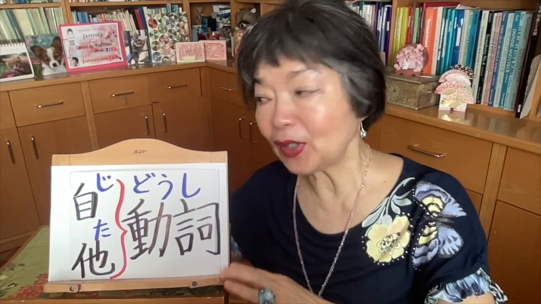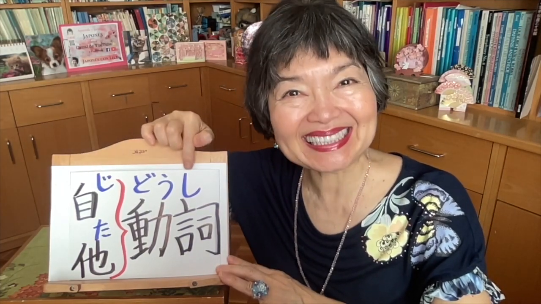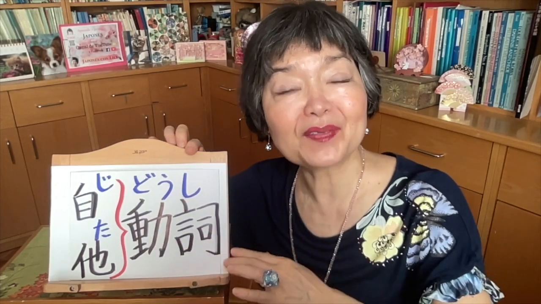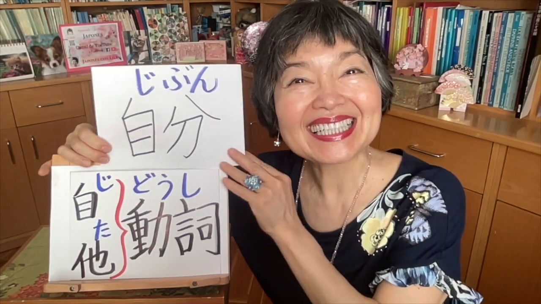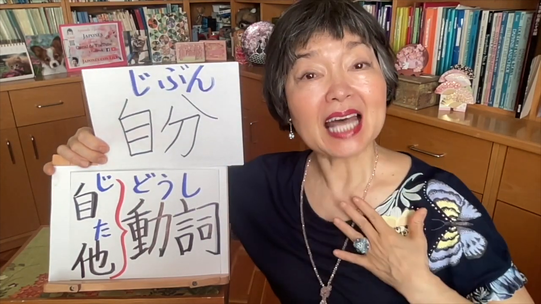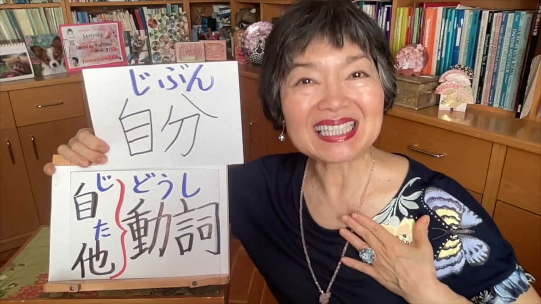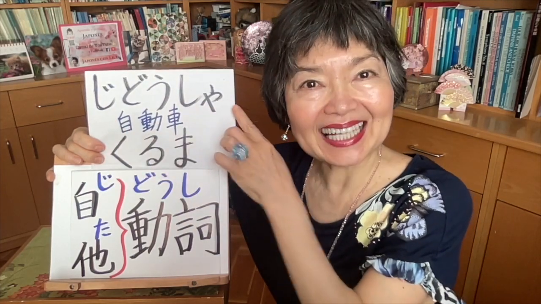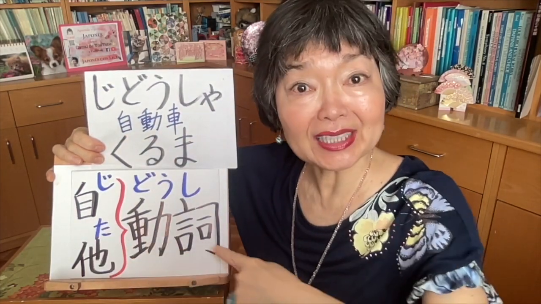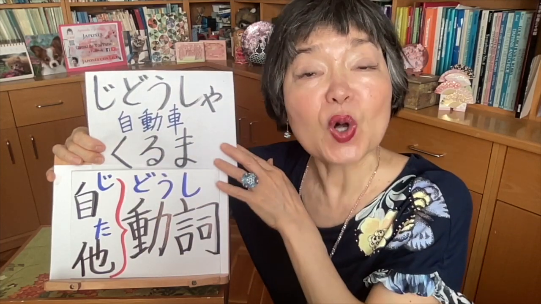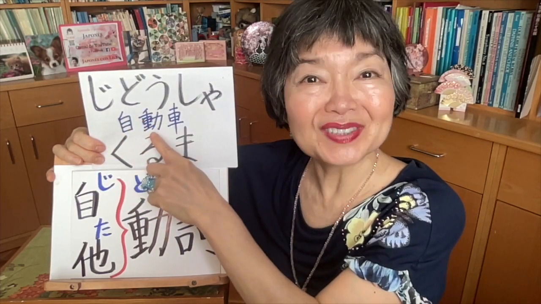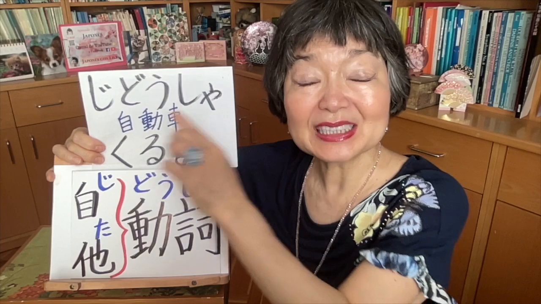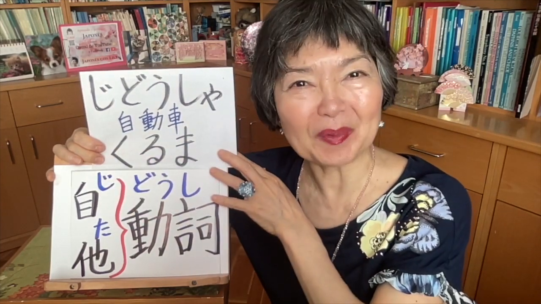At first, I'm going to explain this word, 自動詞. 動詞 means the verbs. And this kanji 自 comes from this word, 自分. 自分 means I, or myself, oneself. This other word, 自動車. Here 自動詞, but here 自動車, automobile, because 自, itself, 動, moves, and 車 is a car. The car moves itself. 自動車, automobile.